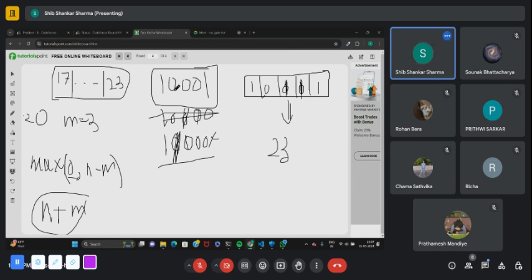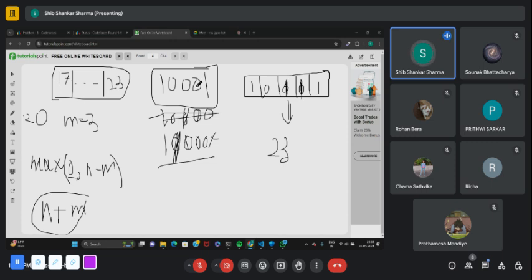So this will be my approach to solve this question. Now what will be the time complexity of this? As you can see, the range of n and m is 10 to the power 9. So at max there will be 32 bits in my binary representation. So for each test case, I am basically going through 32 steps, right?